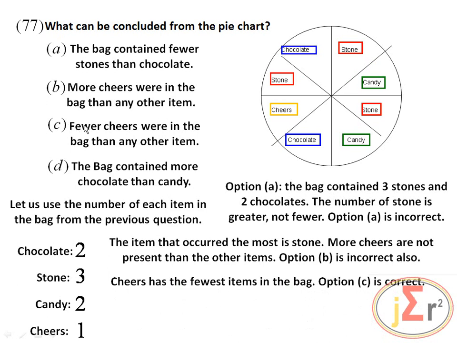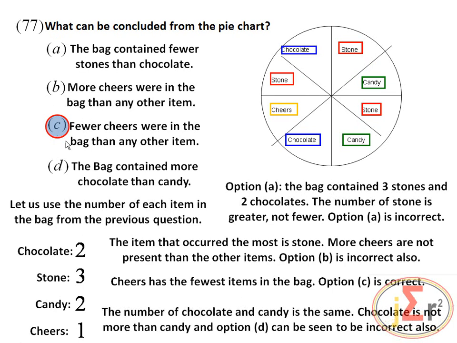So let's go right there. Option C, fewer chairs were in the bag than any other items. Do we have fewer chairs than any other items? Right, because how many chairs do we have? Right, so we have 1 chair and we have more than 1 of the other items. So option C is correct. We have fewer chairs than any other items.